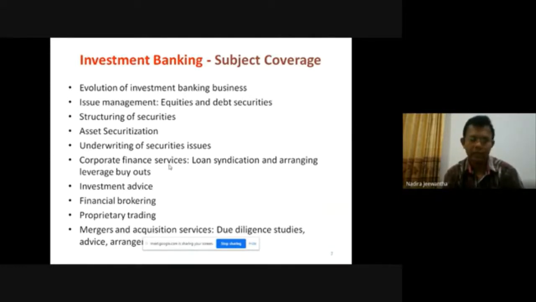The only thing I will be concentrating on today is the issue management portion. I will take some time to explain this syllabus topic because the contents of issue management, equities and debt securities, are relevant to other subject topics as well. These topics are interconnected. For example, if you get to know treasury bonds, the treasury bond calculations and the project appraisal go hand in hand. If you learn some topic under investment banking, some topics are interconnected, so you need a base to learn the next topic.